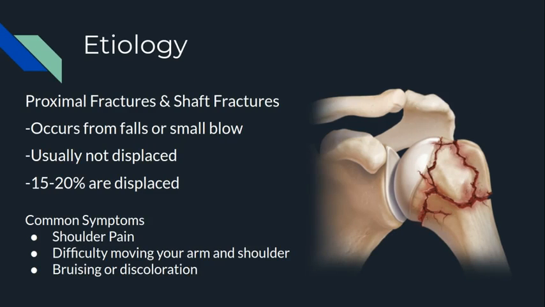So etiology: proximal fractures and shaft fractures. They tend to occur from small blows or falls. That is, proximal fractures tend to occur from falls and small blows. And most of these injuries are not displaced. 15 to 20% are displaced, so 80 to 85% are not displaced. That means no subluxation or dislocation. Some common symptoms are shoulder pain, difficulty moving your arm and shoulder, and then bruising and discoloration.